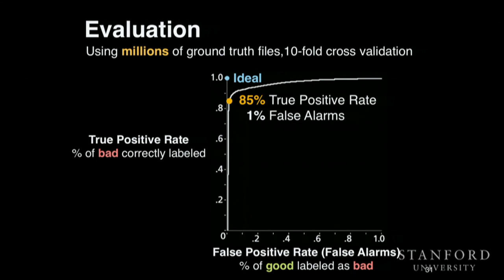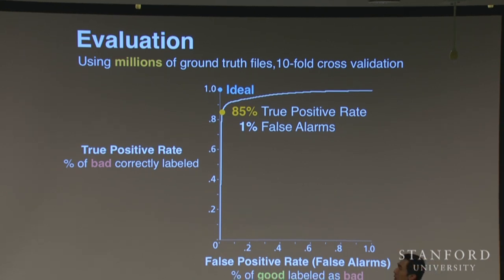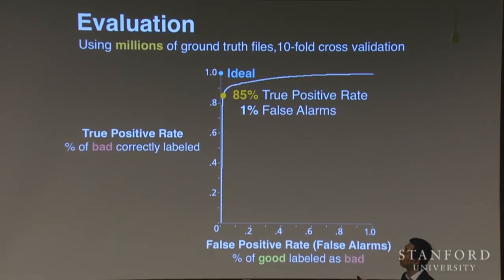This chart shows you how well Polonium does. The x-axis is the false positive rate, meaning how many good files are wrongly labeled as bad. Ideally we want it to be close to 0. We don't want any false alarms. Right? And then the y-axis is the true positive rate, how many bad files are correctly identified as bad. So we want all bad files to be correctly identified. The ideal point would be up here. Polonium does about an 85% true positive rate and a 1% false alarm rate. You would say, well, 1% is still pretty high. That means 1 out of 100 is wrong.